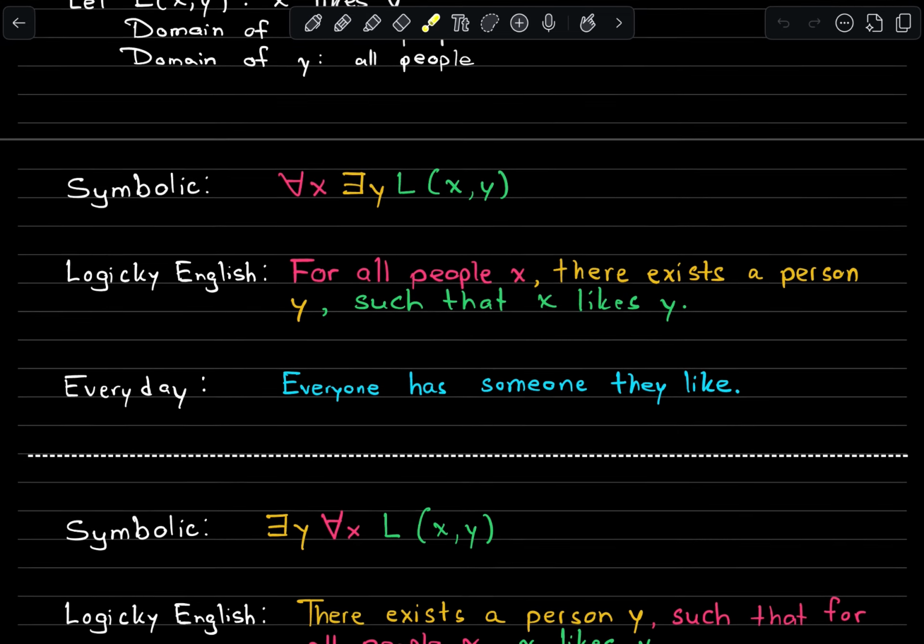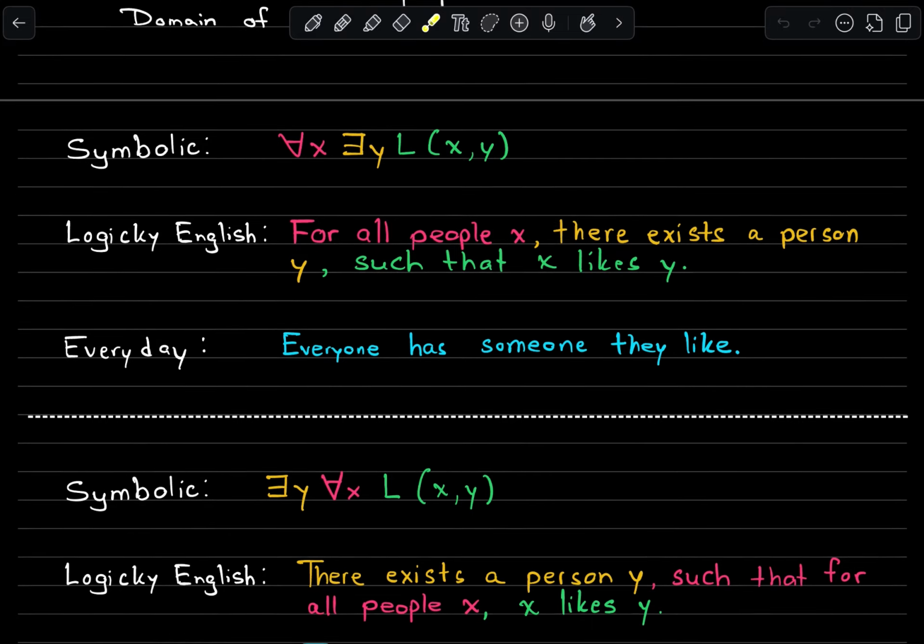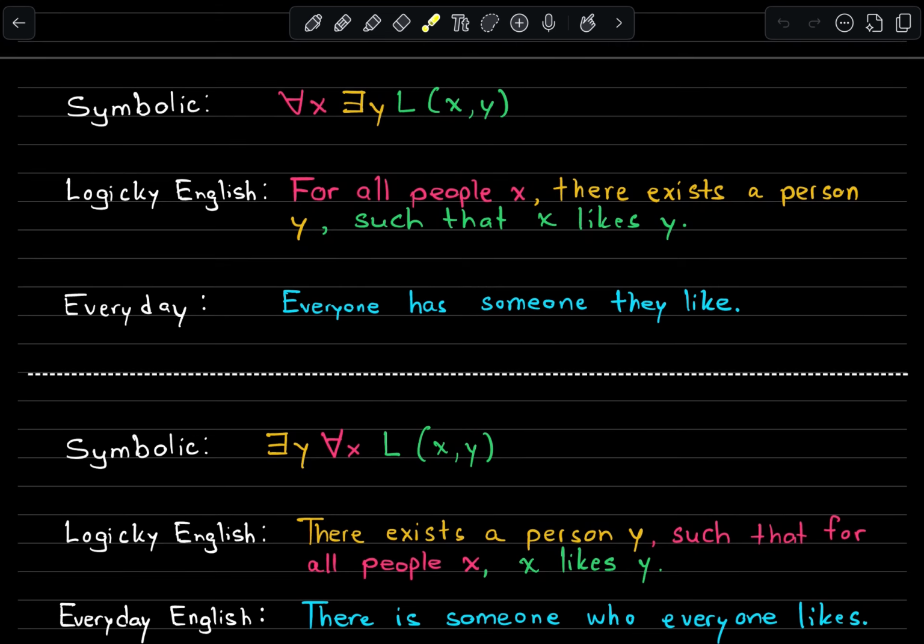But how does this translate? There exists a person y such that for all people x, x likes y. Now this is a different sentence. This is saying that there is some person y, a single person, that everyone likes. Now this is all in reference to the same person. This is sort of like that algorithm example that we had before. There's a single algorithm that solves all problems. There's a single person here that everyone likes.